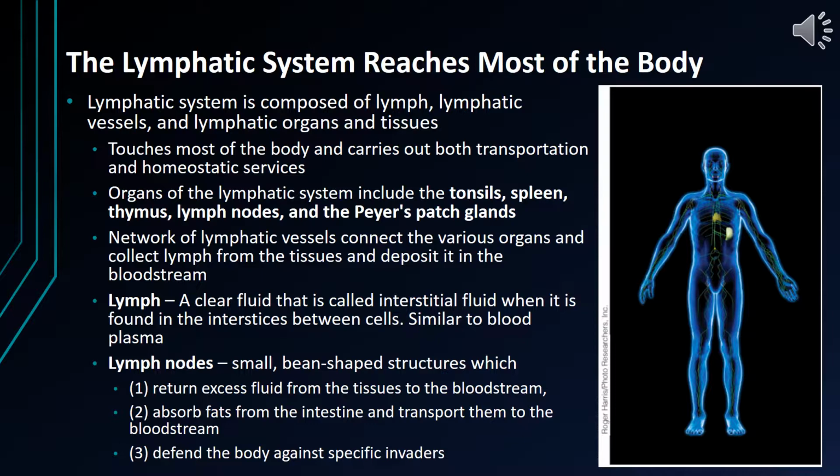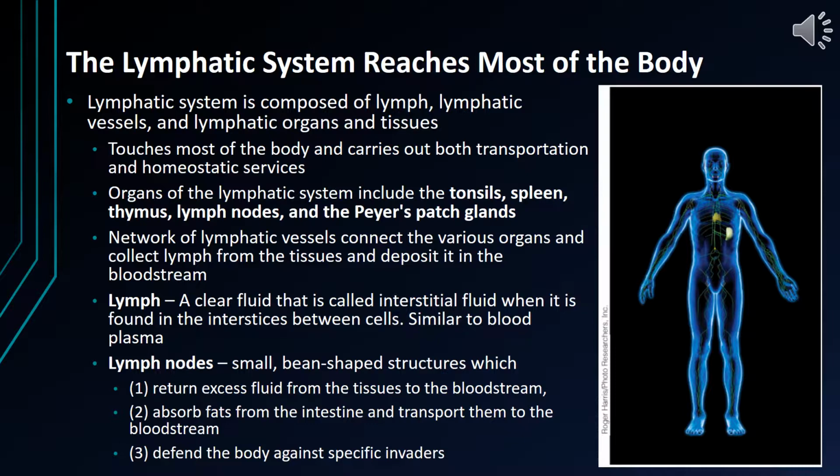The lymphatic system reaches most of the body, and this system is composed of the lymph, the lymphatic vessels, and several different lymphatic organs and tissues. It touches most of the body, which allows it to carry out both transportation and homeostatic processes. These organs include the tonsils, the spleen, the thymus, the lymph nodes, and the Peyer's patches of the small intestine.